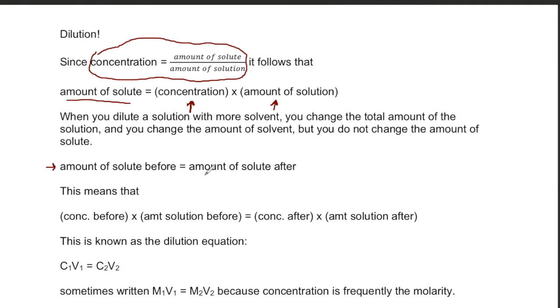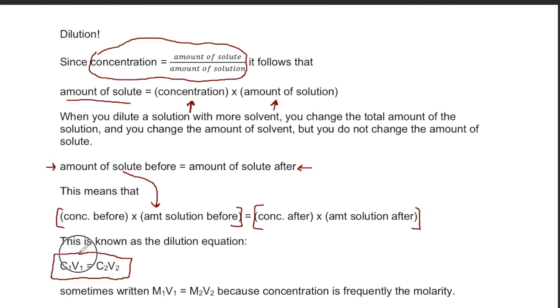So that means that you are not changing the amount of solute, and the amount of solute before is equal to the amount of solute after. Then if we substitute in concentration times amount of solution for amount of solute, because the amount of solute is the concentration times the amount of solution, then we have that product is the same before and after. And that makes sense because if the concentration before is higher and the amount before is lower, then after you've diluted something, the concentration ends up lower, but the volume of what you have ends up higher.